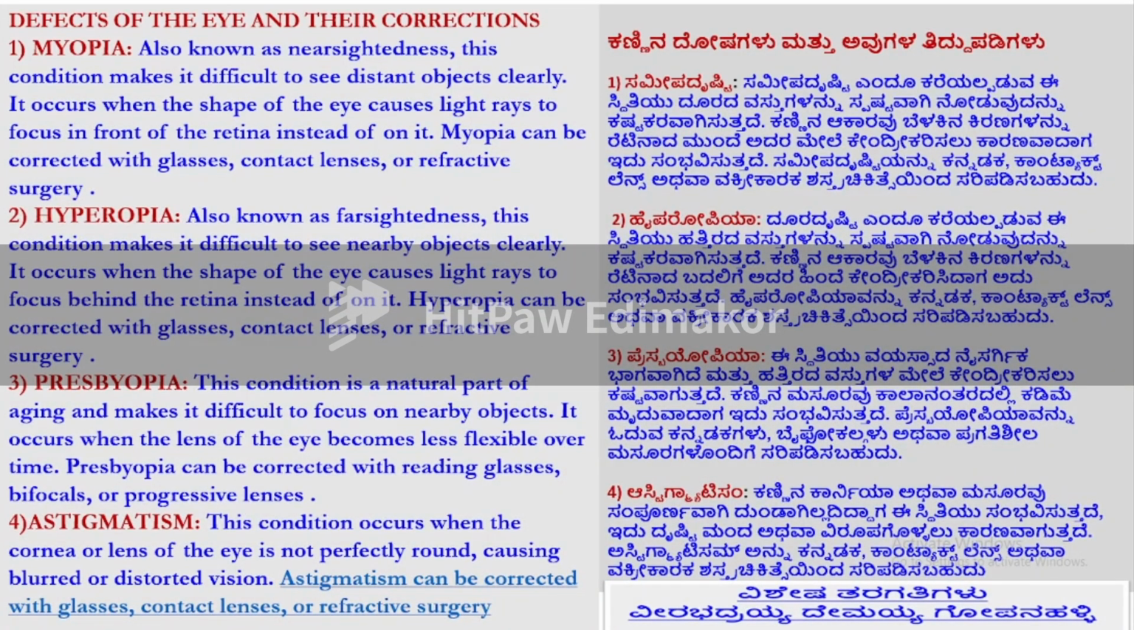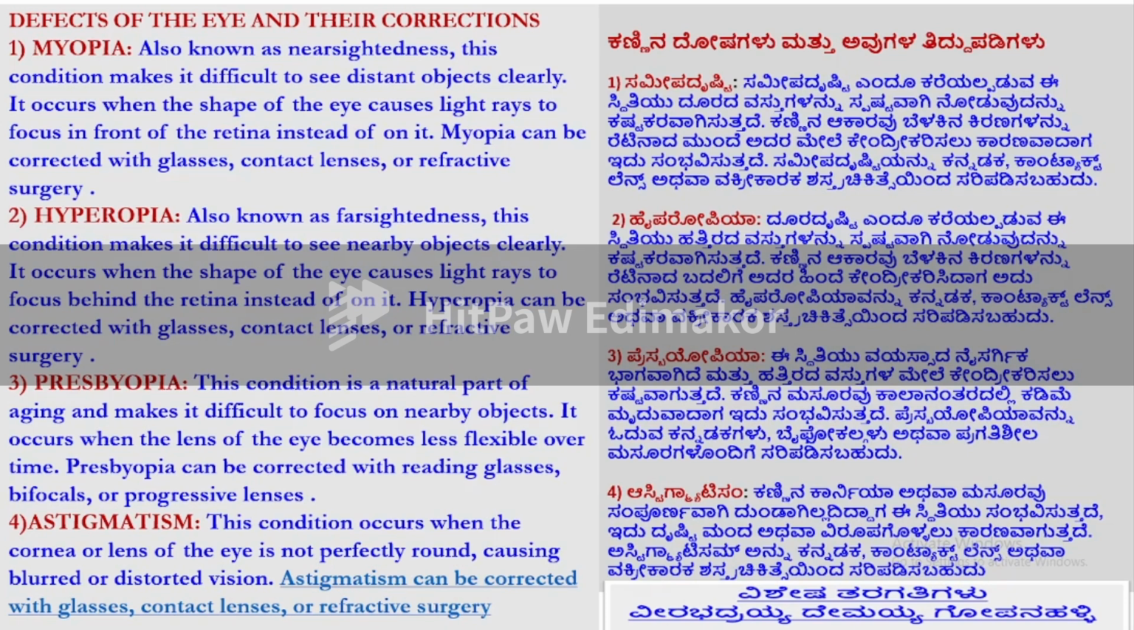So let us conclude our lesson today, defects of the eye and their corrections. Myopia, also known as nearsightedness: this condition makes it difficult to see distant objects clearly. It occurs when the shape of the eye causes light rays to focus in front of the retina instead of on it. Myopia can be corrected with glasses, contact lenses, or refractive surgery.